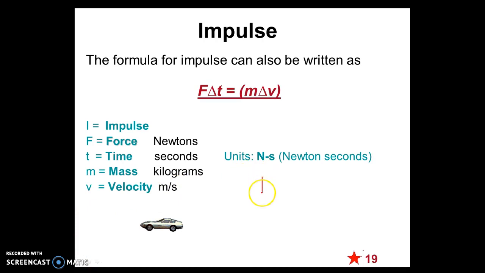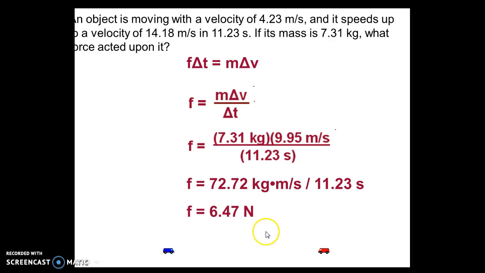Other units to include: the kilogram times meters per second. Remember that is for P. This is for impulse.